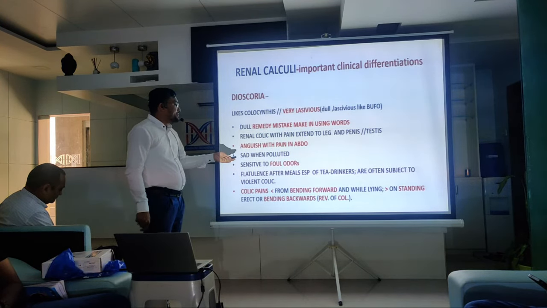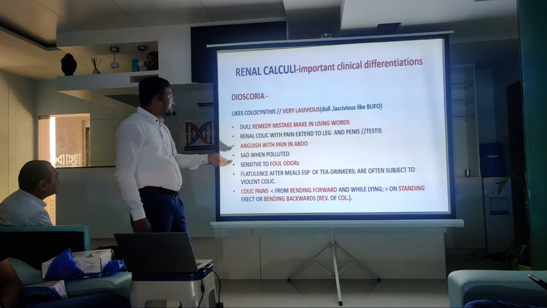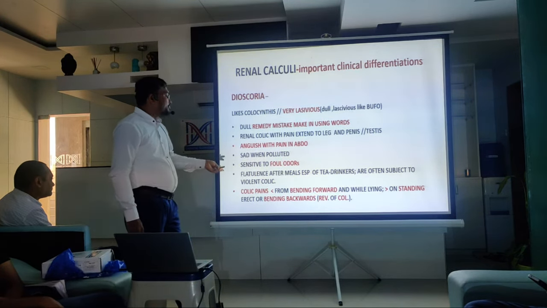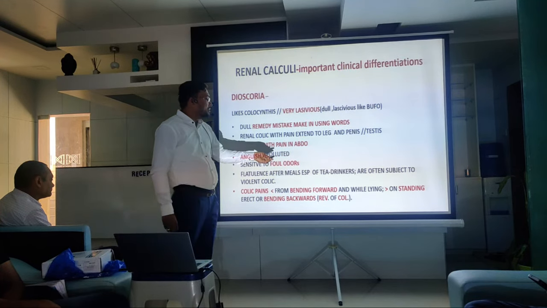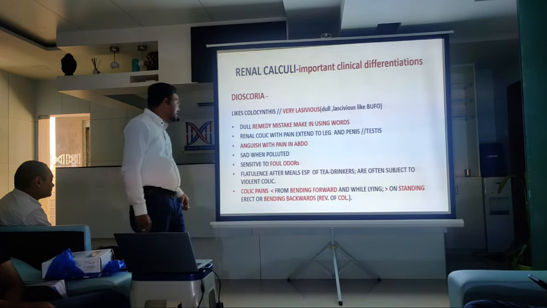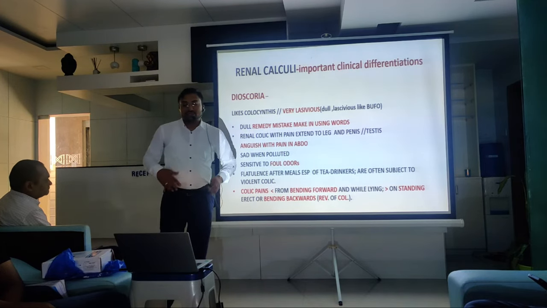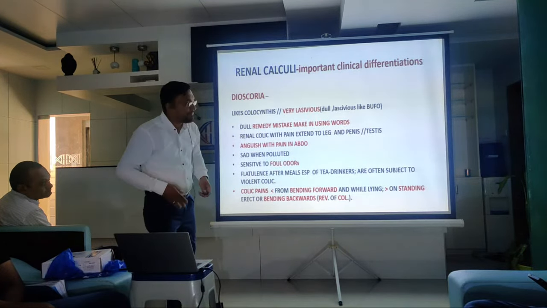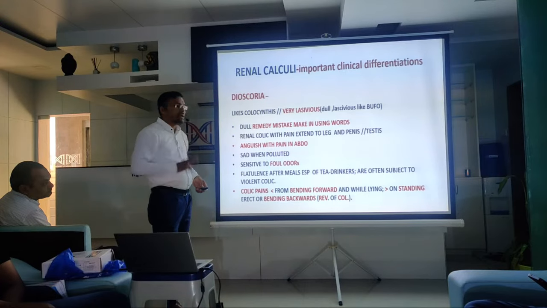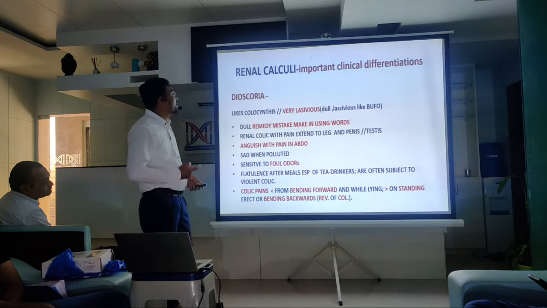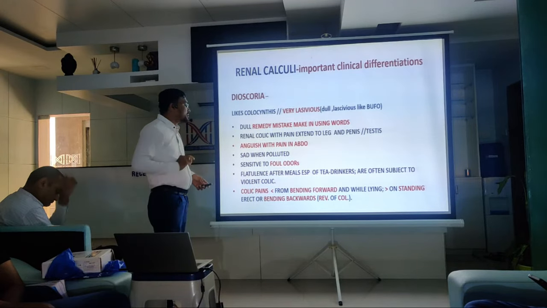Flatulence after meals, especially tea drinkers, are often subject to violent colic. Colicky pain, aggravation from bending forward, better while lying, better on standing erect or by bending backwards. Right? So Colocynth just bends up. Exactly the opposite of Dioscorea. Colocynth is just bending up. And Dioscorea is the opposite, bending forward.